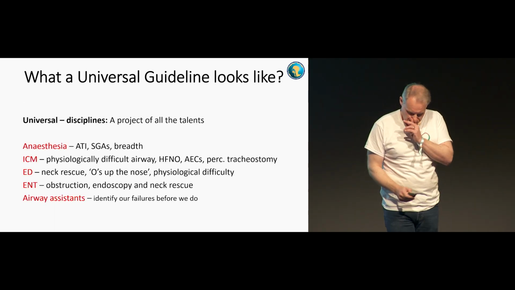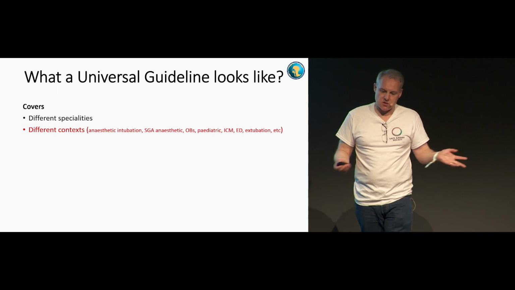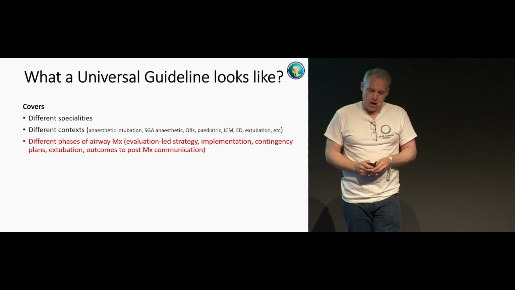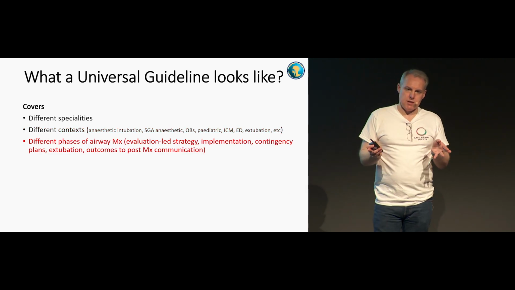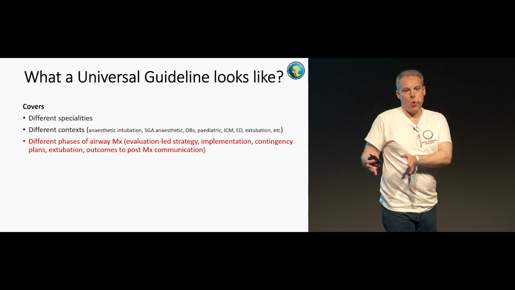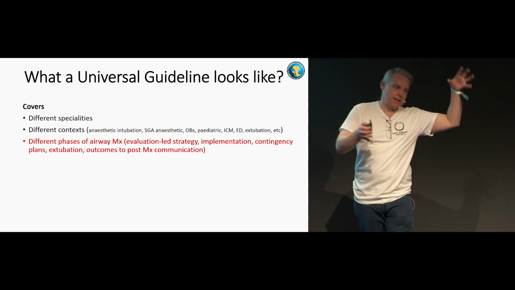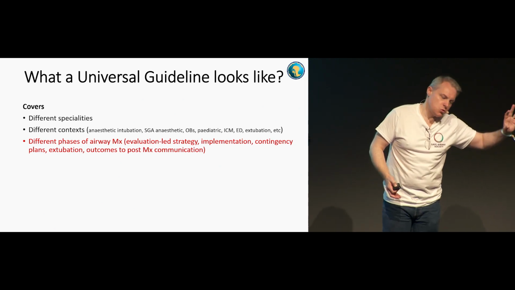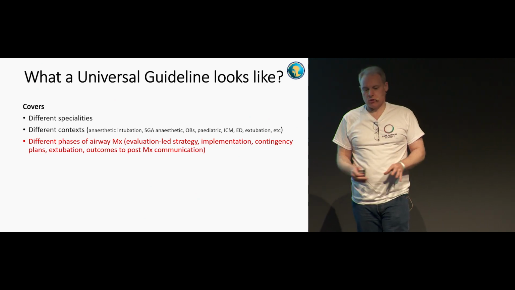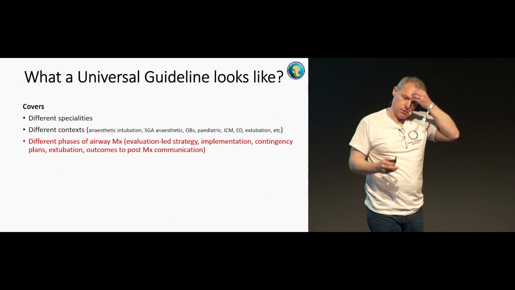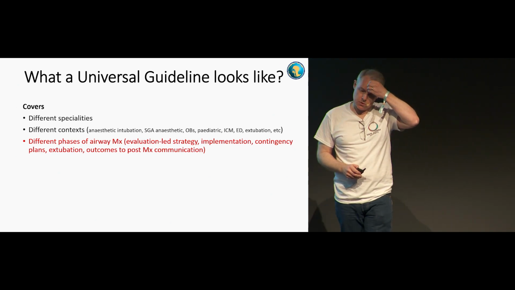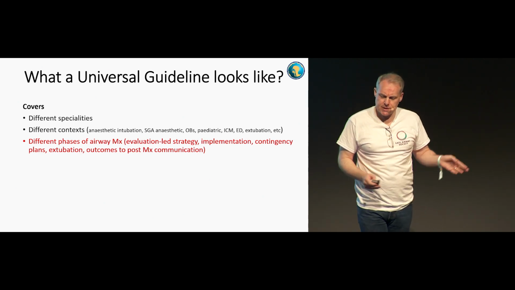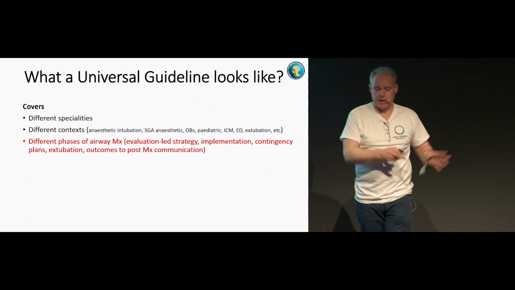Different specialties, talked about that. In different contexts, everyone does different bits of airway management. We're going to cover that. The different phases, and essentially linking, crucially, evaluation to what you might do as an airway strategy. Linking what you find at evaluation, how you do an evaluation, you kind of know that already, but how do you use that evaluation to formulate a strategy? We've got that. The evaluation document is coming out, probably in submission to the editor in the next 6 weeks, I would have thought. Implementation, contingency planning, that's airway rescue, extubation, and outcomes.